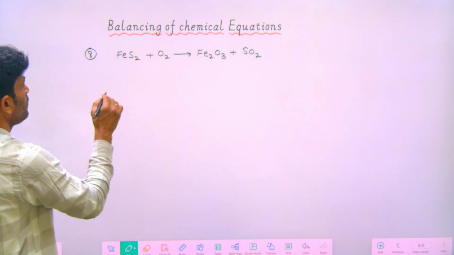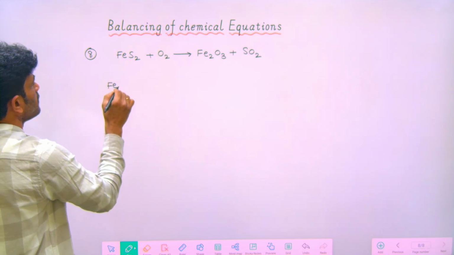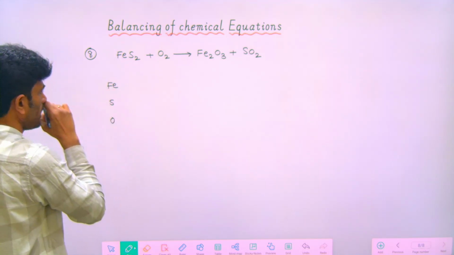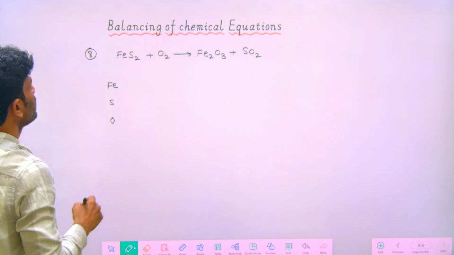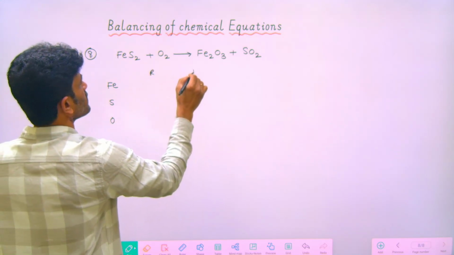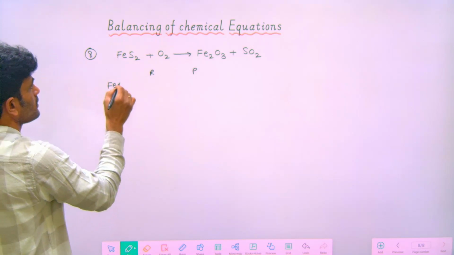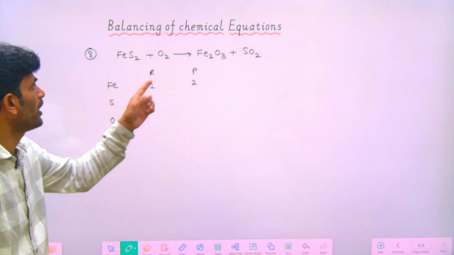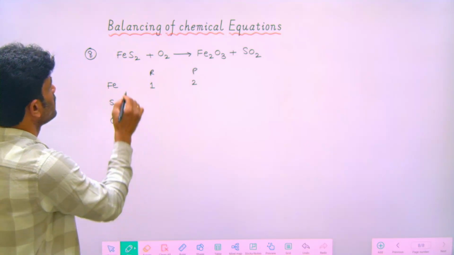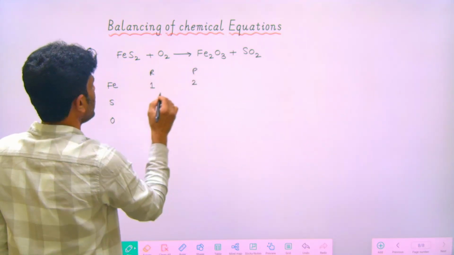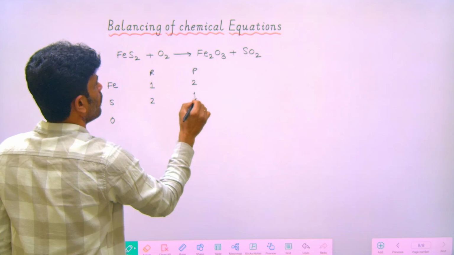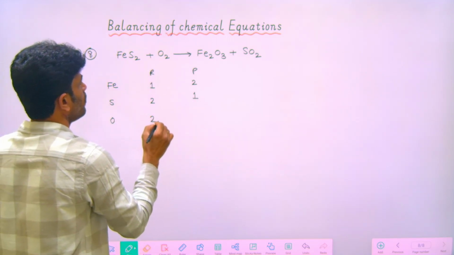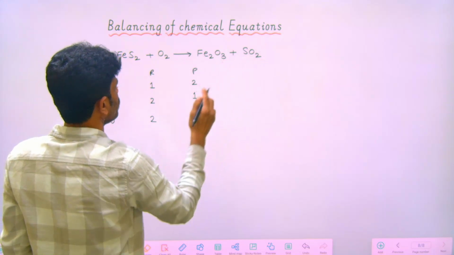Now let us see this one. We have iron and sulfur and oxygen. 3 types of atoms are there. So here, reactant side and product side. How many irons do we have on the reactant side? Only 1. But product side we have 2. Now coming to sulfurs, here we have 2, but here we have 1. Oxygens, here how many do we have? Only 2. On that side 3 plus 2, 5 we have.